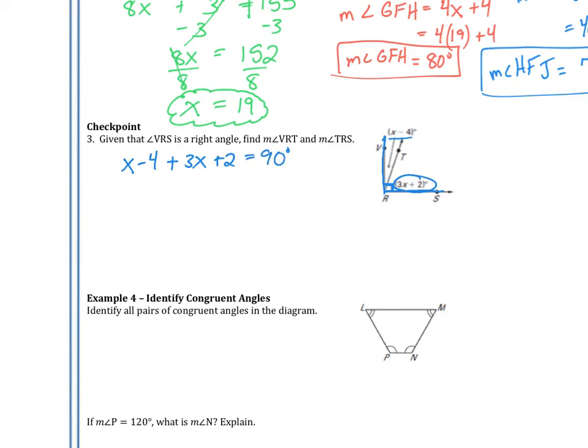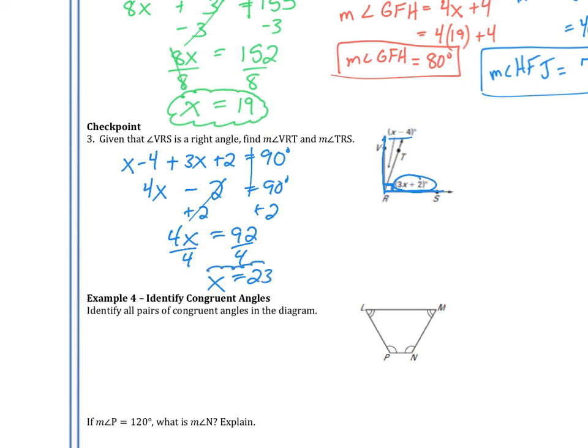So we go through and solve that. On the left side, we have an x and a 3x. Combine those to get 4x. We have a negative 4 and a plus 2. Combine that, we would get minus 2. Now we got to get x alone. So we add 2 to get 4x equals 92. And then we divide by 4. When you divide by 4, we would get x equals 23.